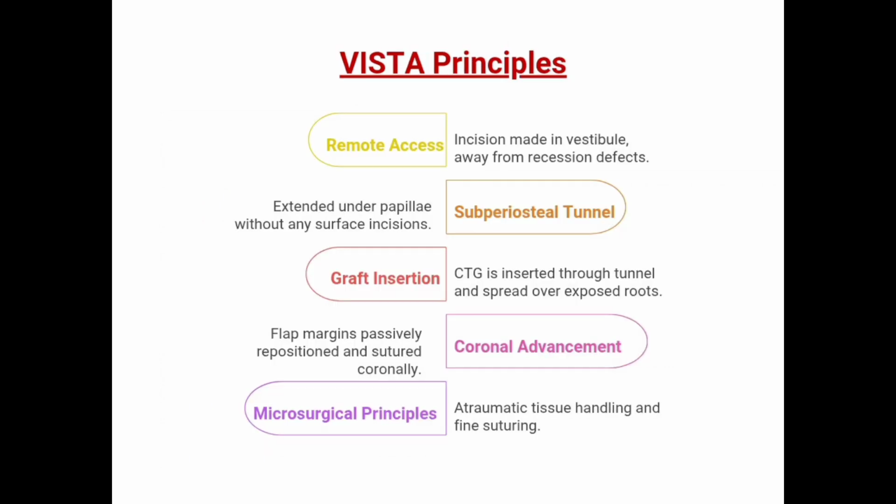The basic principles in performing the VISTA technique are: first, to make a remote access incision in the vestibule away from the recession sites. Next, to extend this incision using a subperiosteal tunnel under the papillae without any surface incisions. Next, one can insert a variety of graft materials under this tunnel. And finally, to achieve a coronal advancement and anchor it to the facial composite stops.